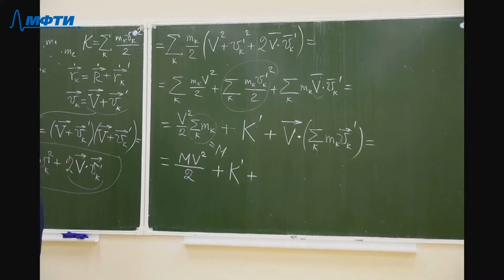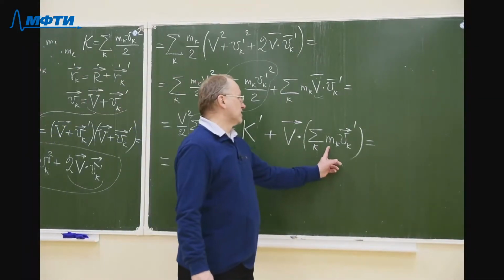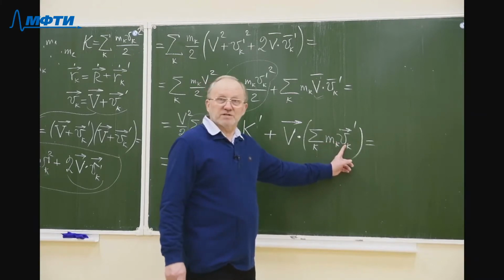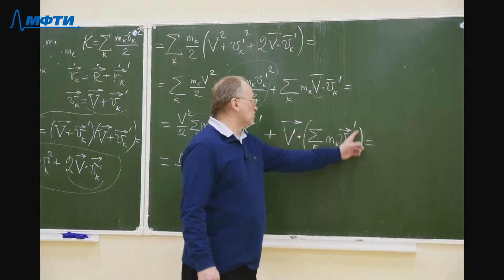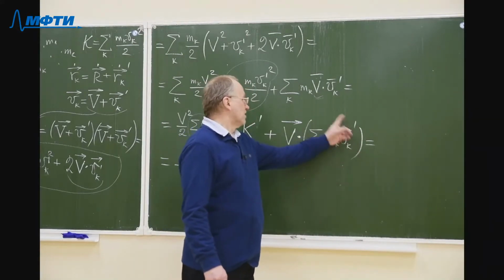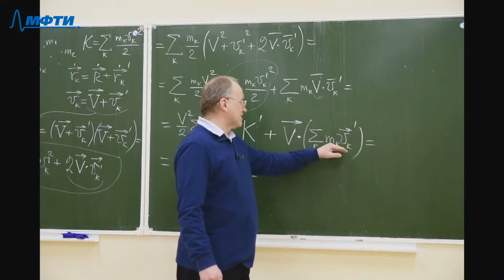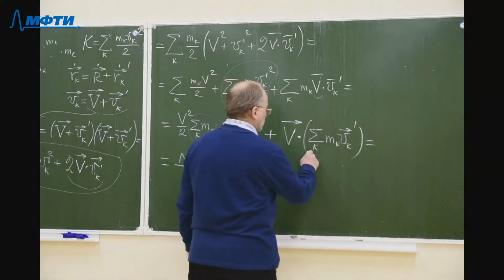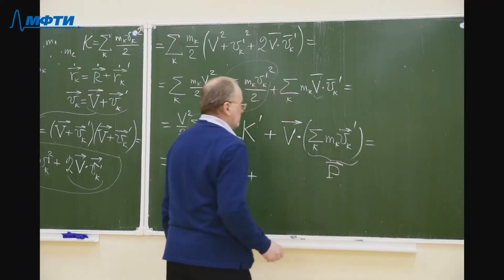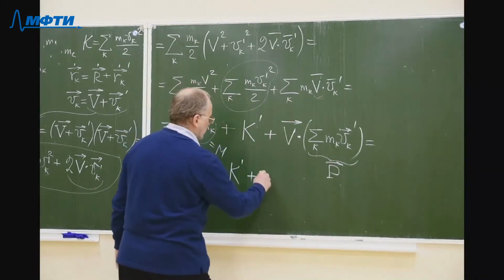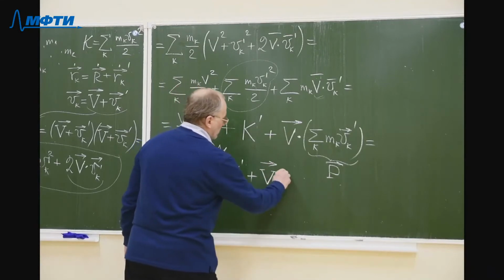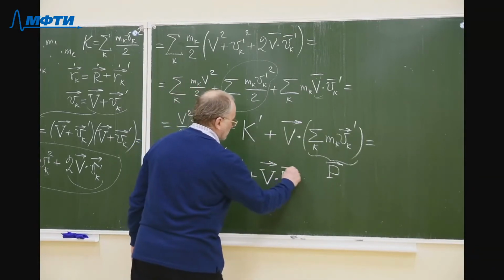And what we have here, what is mass of a particle times its velocity? This is the momentum of a particle. And what is the sum of all momenta of all particles? This is the net momentum, or resultant momentum of all the system of particles. So this is the total momentum P. This is a vector, the total momentum. So what I have here is capital V scalar product by the total momentum of the system of particles.